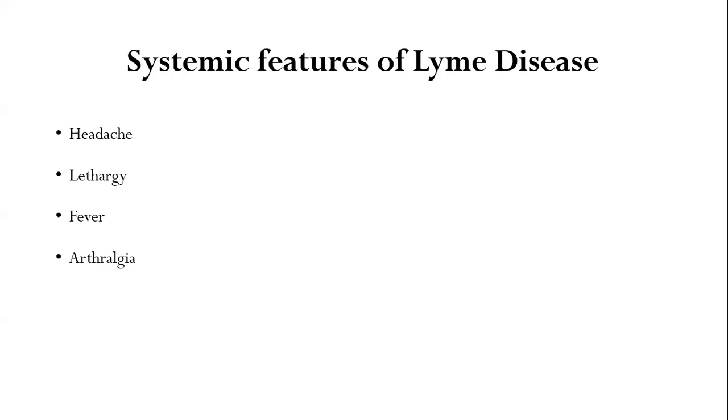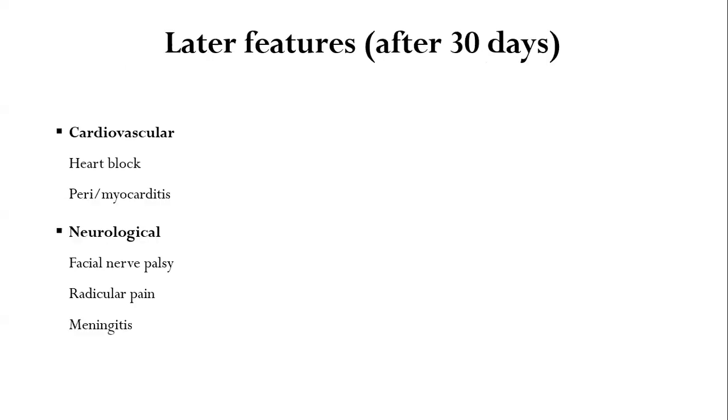The systemic features of Lyme disease can be headache, lethargy, fever, and arthralgia. The later features, which usually appear after 30 days, can involve the cardiovascular and the neurological system. In the cardiovascular system, it can lead to heart block or peri- or myocarditis. In the neurological system, it can lead to facial nerve palsy, radicular pain, and meningitis.